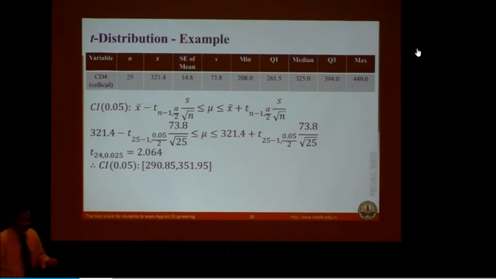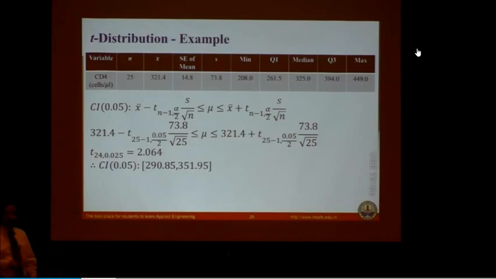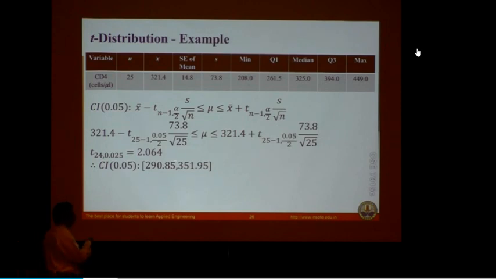So the 95% confidence interval, or confidence interval at 5% significance level, is that the true population mean of the CD4 cells among the population of HIV positive patients is going to be between 290.85 and 351.95. As a data scientist, that is what we come to as a conclusion.